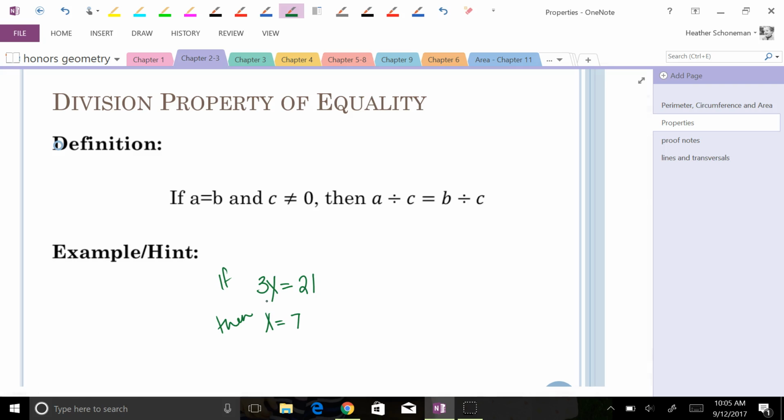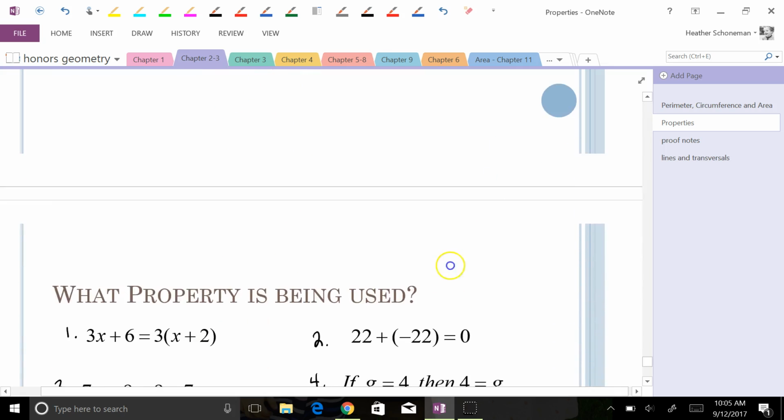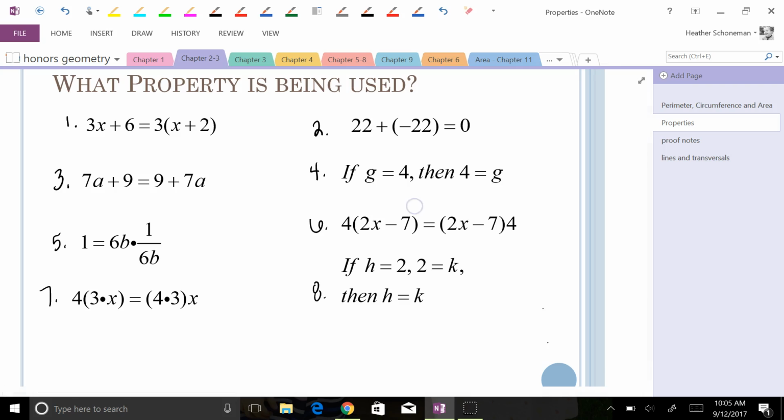Now I'm going to show you some examples. You just follow along and listen. You don't need to write anything down. Just reviewing the properties that we just talked about. Okay, so what properties are these?